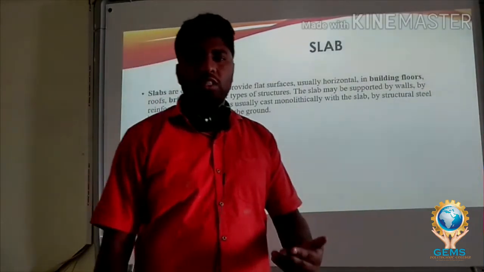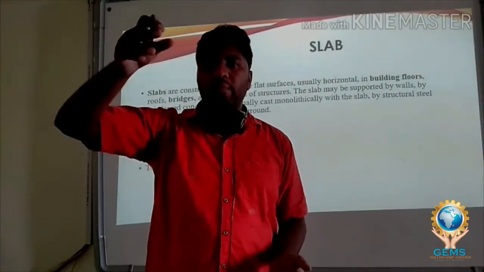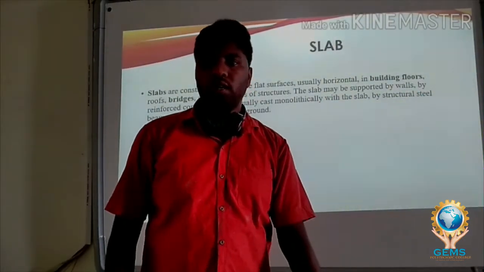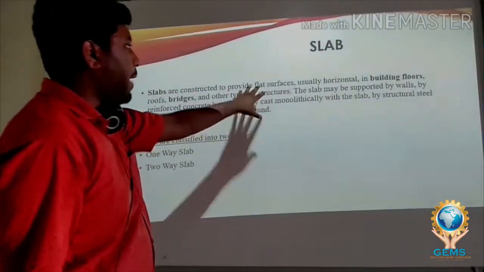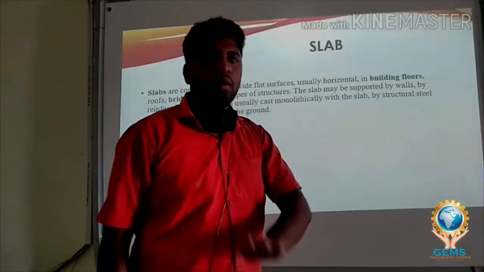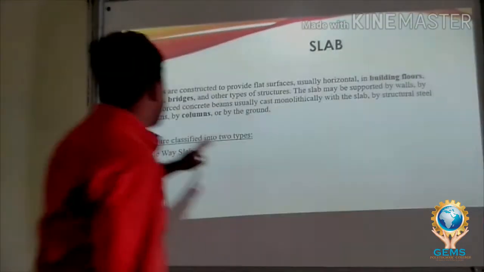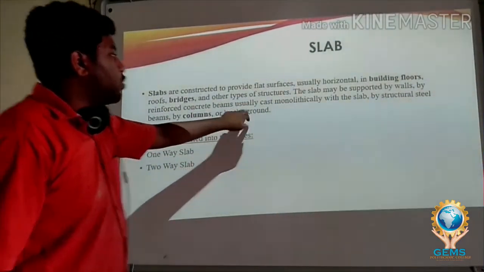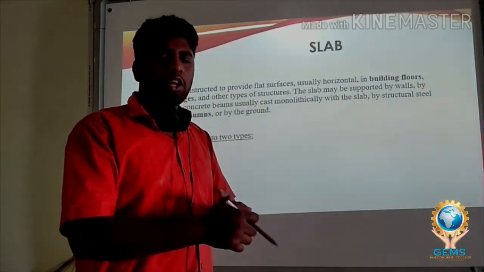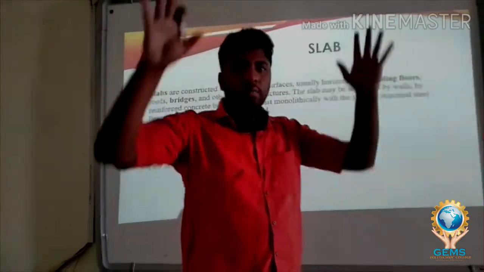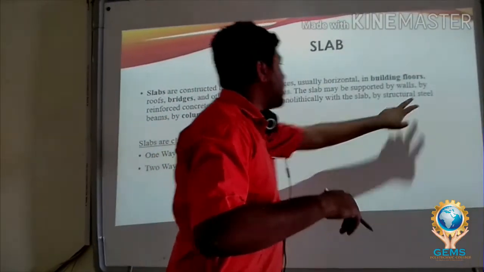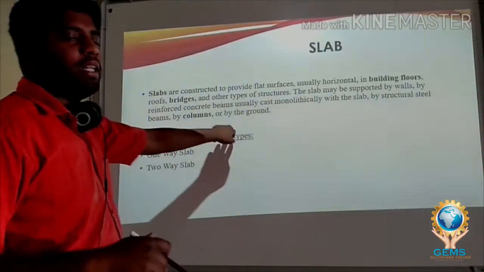Frame structure means the slab is placed on a beam, the beam on the adjacent columns, and the columns transmit the load to the foundation. This is the procedure, right? So a slab will be supported by walls, and nowadays slabs are supported by beams and columns. Next, by reinforced concrete beams, usually cast monolithically with the slab. Monolithically means a single large unit that doesn't have any parts. Slabs can also be supported by structural steel beams, by columns, or by the ground.